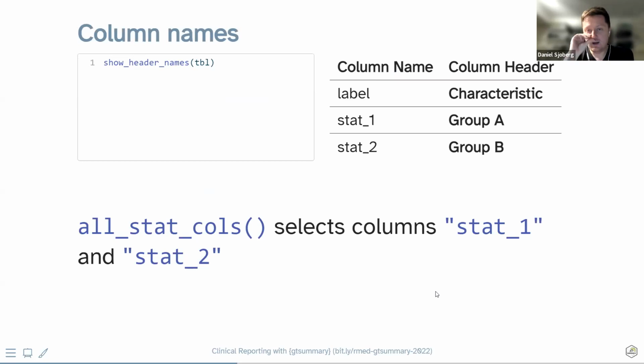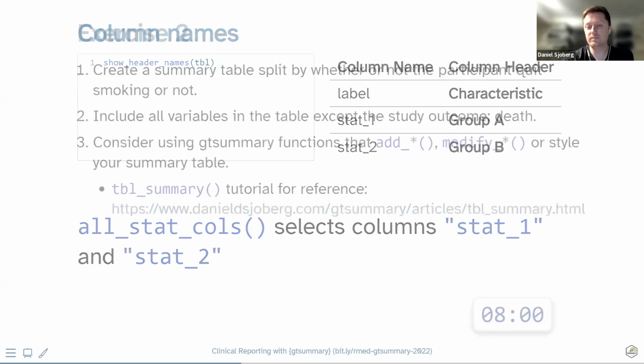And this is what you're going to get when you run show header names. You're going to get the column name on the left and then the header value on the right. So you can easily see which columns you want to modify, and all stat calls is going to select those stat columns.